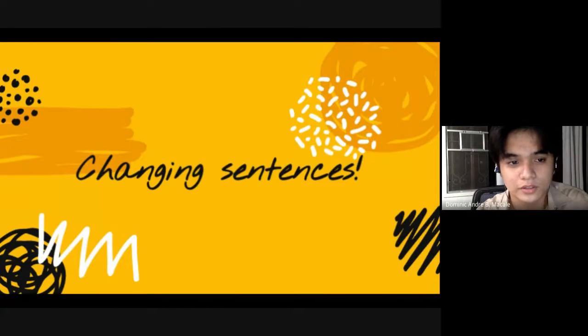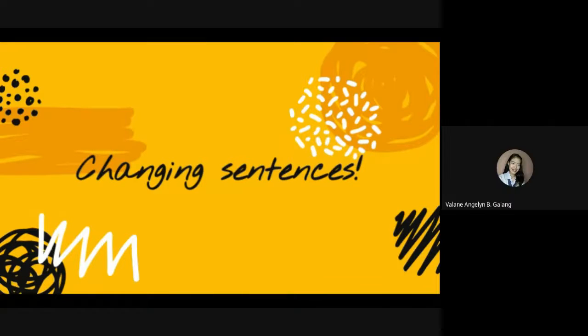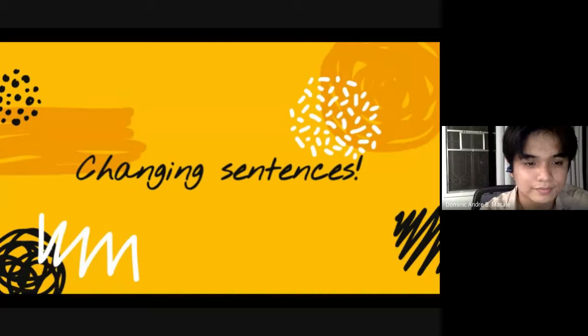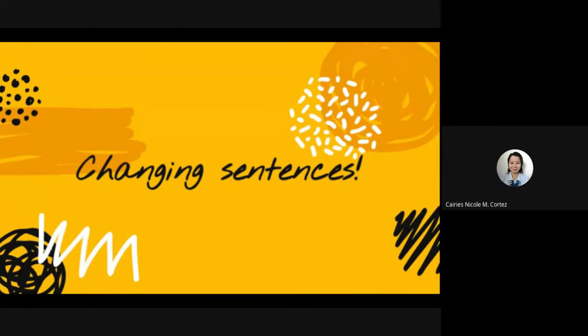Villain. The sentence is the teacher called the students. In the passive form, it is the students were called by the teacher. Very good, Villain. So for the last sentence, anyone? Kairis. The active voice form of the sentence is she saved her money, and when we change it to passive voice, it became the money was saved by her.